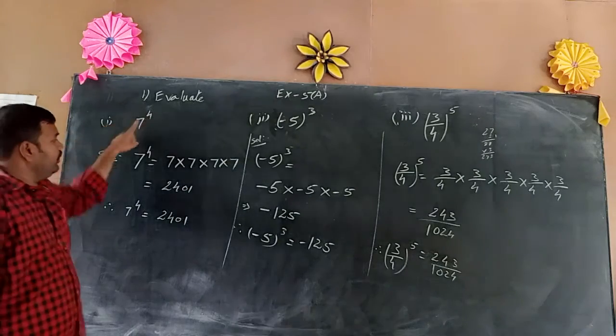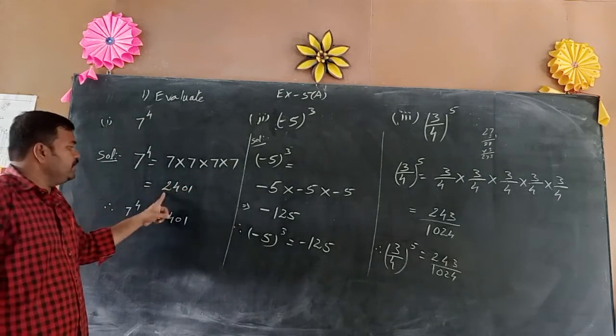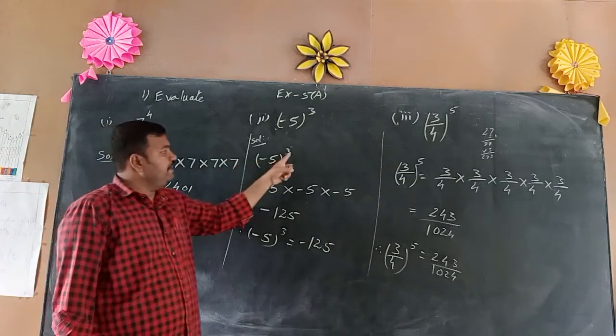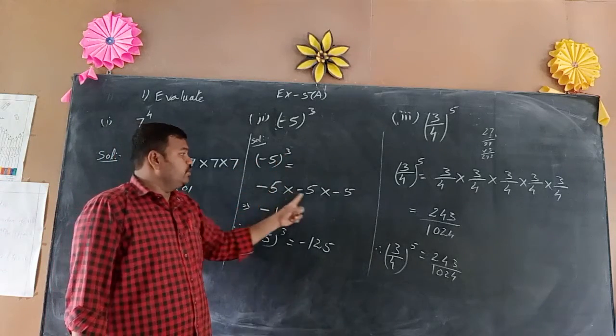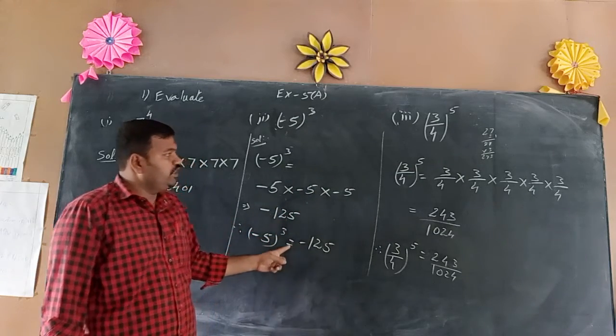Once again, see these sums here. 7 to the power of 4: 7 into 7 into 7 into 7. So 7 multiplied 4 times means 2401. Minus 5 you have to repeat 3 times because the power given is 3. So 3 times you have to multiply: minus 5 into minus 5 into minus 5. Answer is minus 125. Put that minus also.